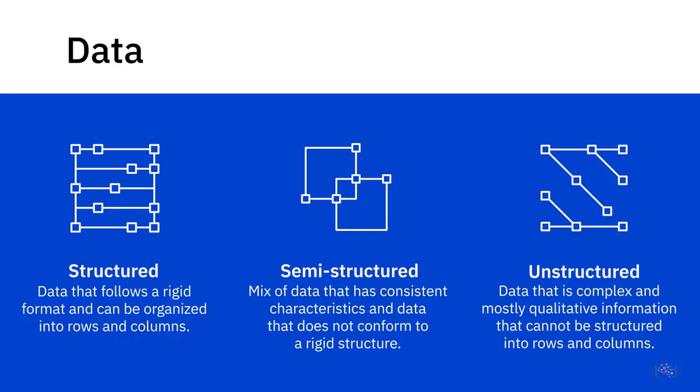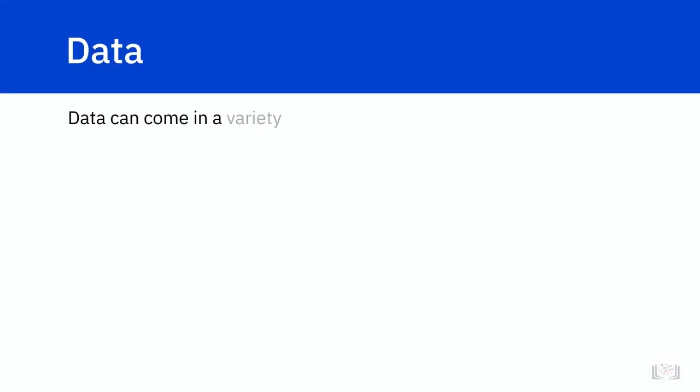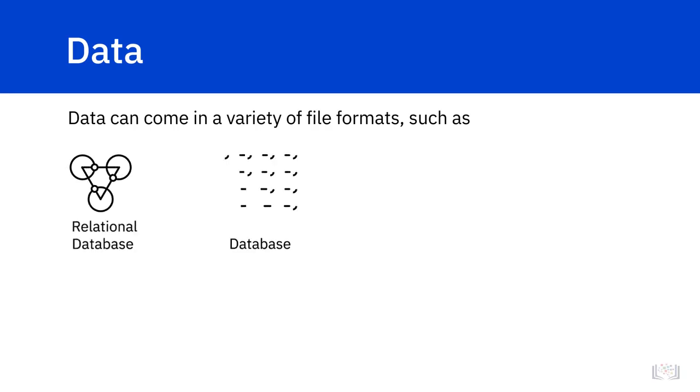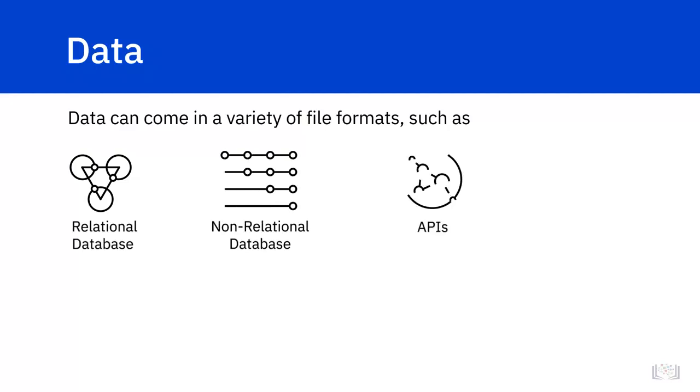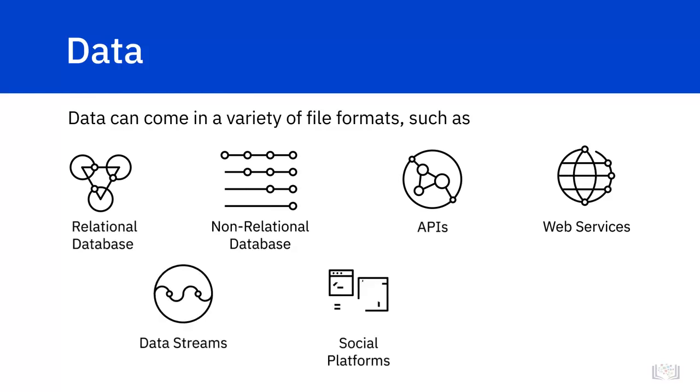The type of data drives the kind of data repositories that the data can be collected and stored in, and also the tools that can be used to query or process the data. Data also comes in a wide-ranging variety of file formats being collected from a variety of data sources, ranging from relational and non-relational databases to APIs, web services, data streams, social platforms, and sensor devices.